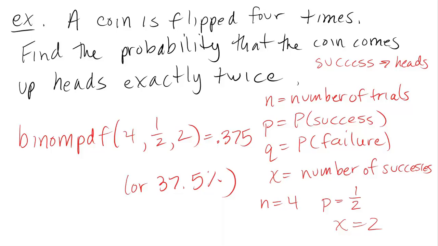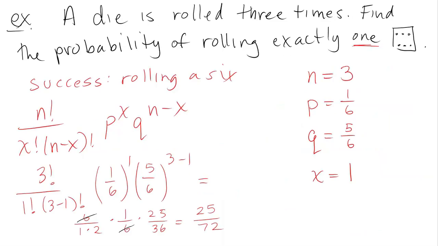Let's practice the calculator function again using an example we've already done. The other example we did in the previous lesson was about rolling dice. A die is rolled 3 times. Find the probability of rolling exactly one 6. And so we came up with the inputs.